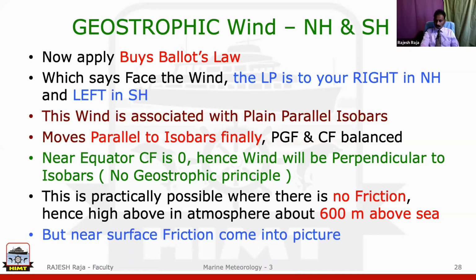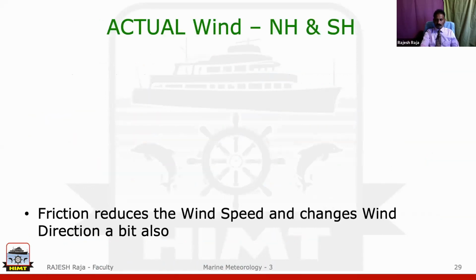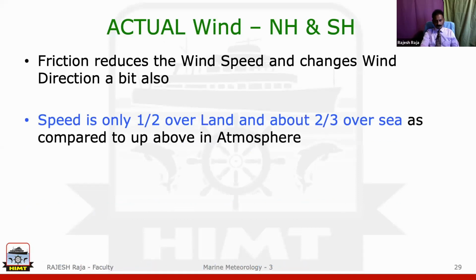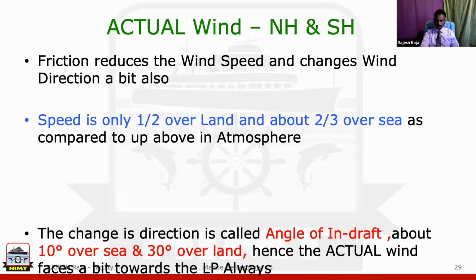Now, surface friction is there. So what will the friction do? Friction is going to reduce the wind speed and it will change the direction also a little bit. Now the speed, what you see somewhere 600 meters above, if you want to know because of the same principle what is happening at surface level, over the land it might be just half of it, and over the sea it might be around 65%, somewhere two thirds compared to the aloft.